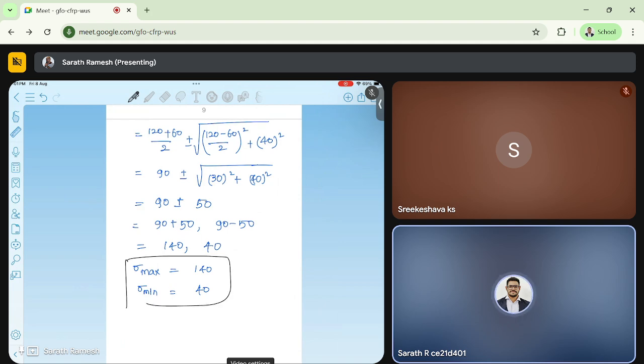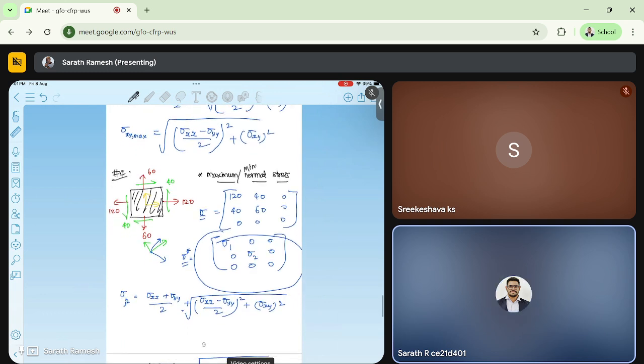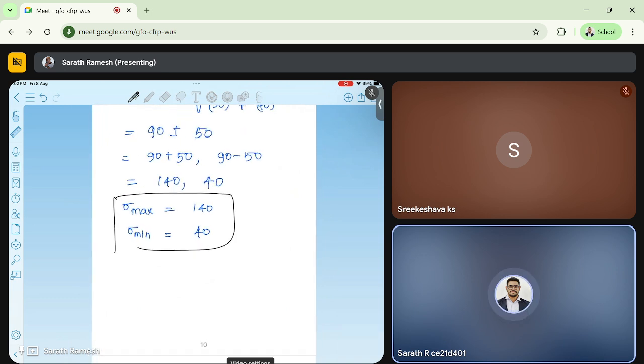This solves the first part, the first question: maximum and minimum. So this tells us the value. It is 140. Now let's move on to the next question. The next question is the magnitude of the maximum shear stress. What is the maximum shear stress magnitude?